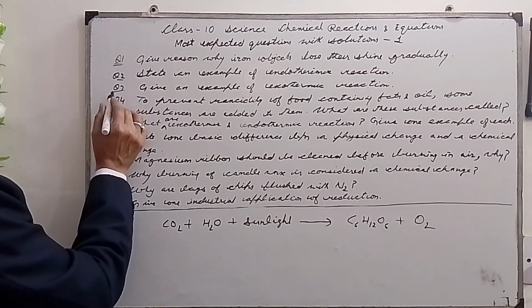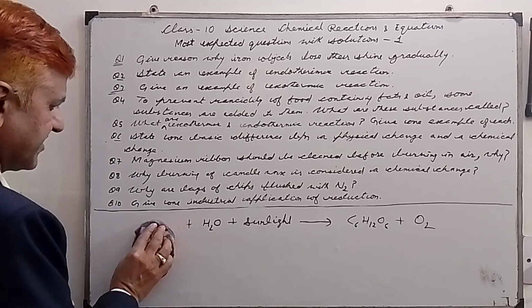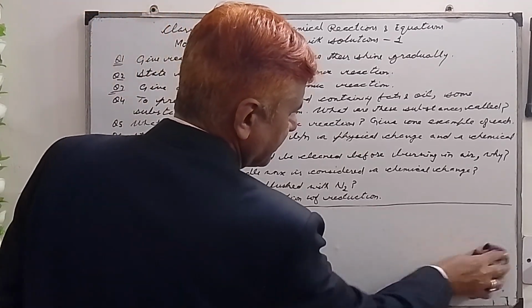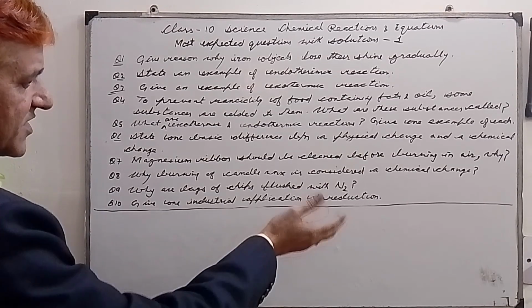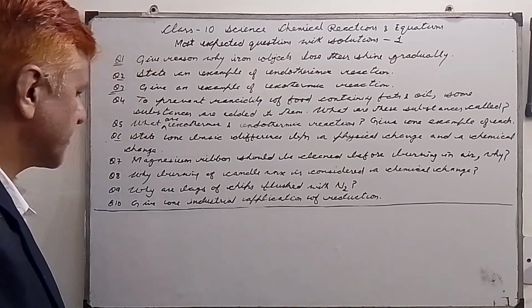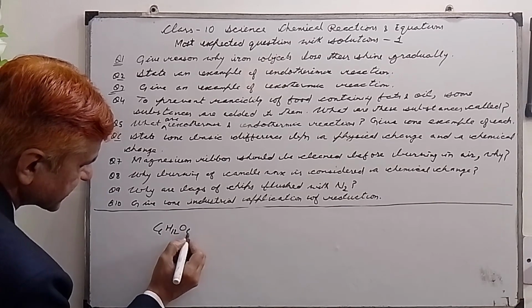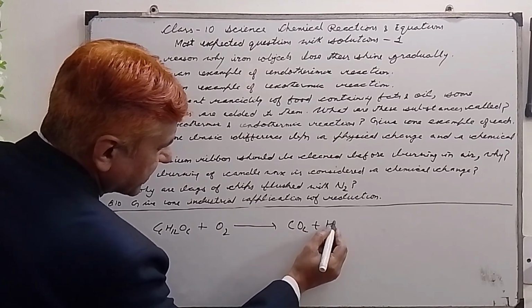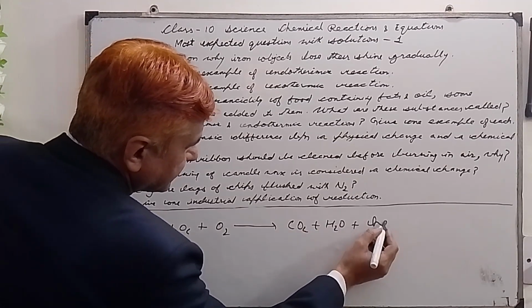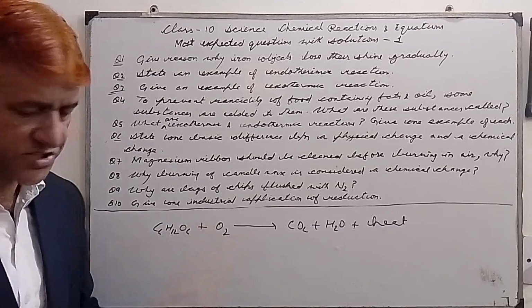Then we have question number 3. Give an example of exothermic reaction. Whenever we have to give an example of exothermic reaction, which reaction should come to our mind? That is respiration. Respiration is the opposite of photosynthesis. So let me write that reaction also. C6H12O6 plus oxygen is equal to CO2 plus water plus heat. So this is respiration, my dear students, and this is an exothermic reaction.